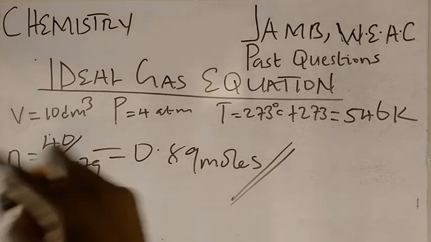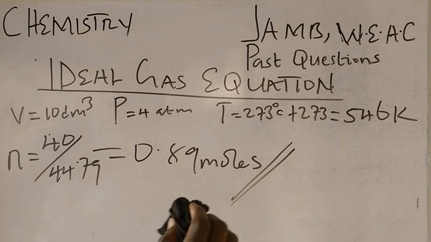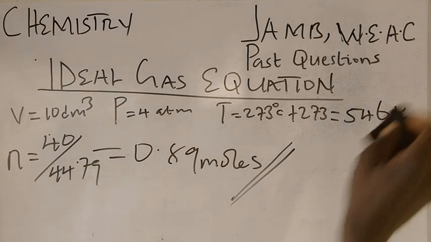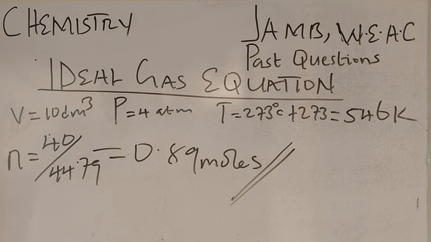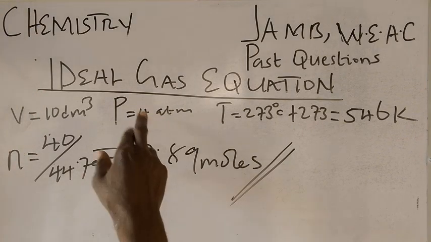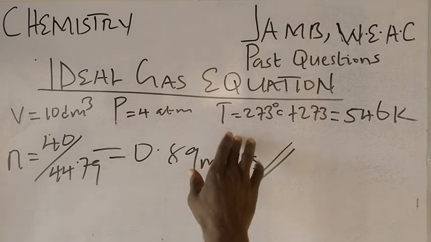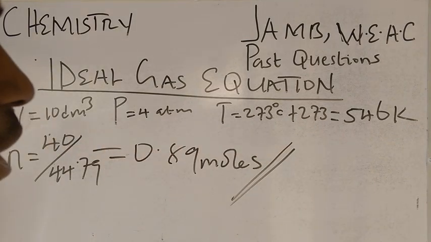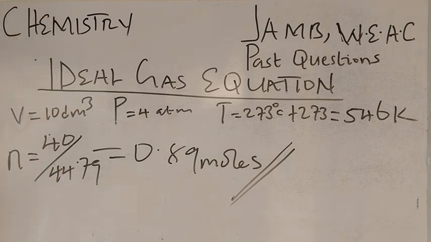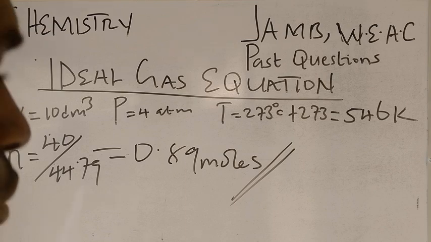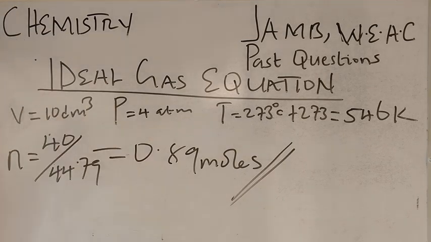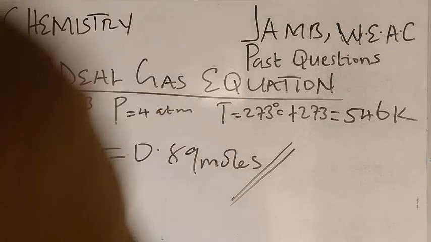I hope it's understood. Now it's important that since everything in the ideal gas equation is constant, you know that volume is 22.4 at STP, pressure is 1 atm, temperature is 273 Kelvin, amount or number of moles is 1 mole, and R is 0.08205 atm dm cube per mole per Kelvin.